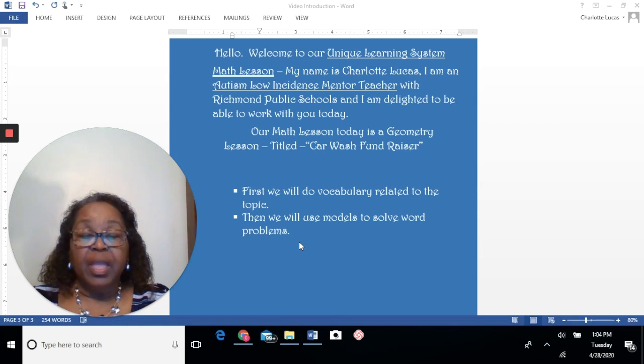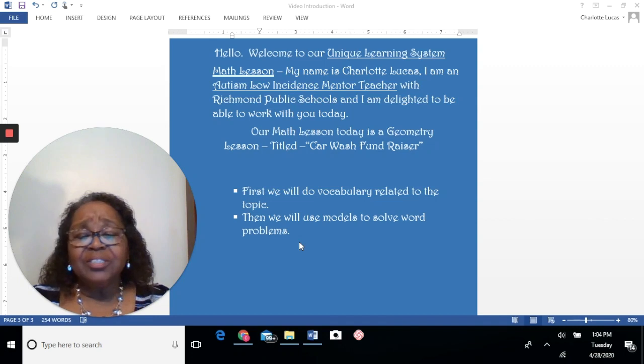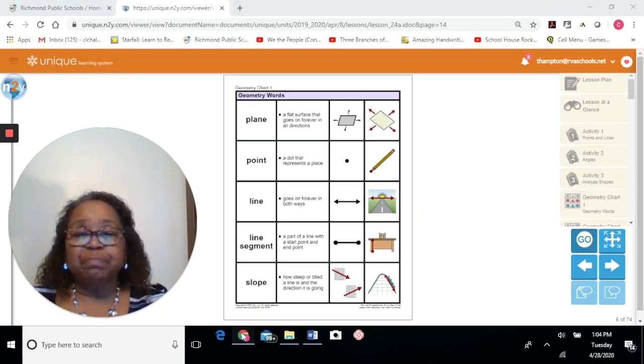Our math lesson today is a geometry lesson titled Car Wash Fundraiser. First, we will do vocabulary related to the topic. Then we will use models to solve word problems. We have a lot to do, so let's get started.